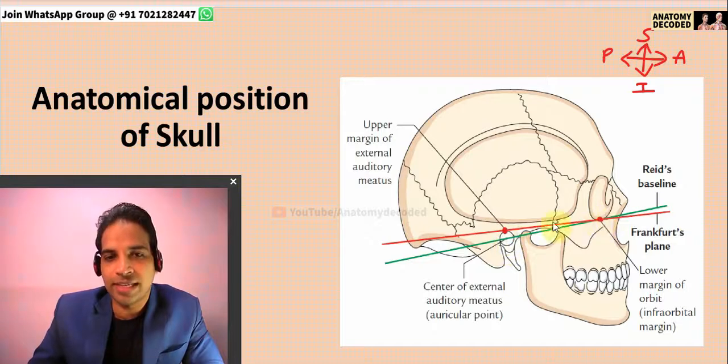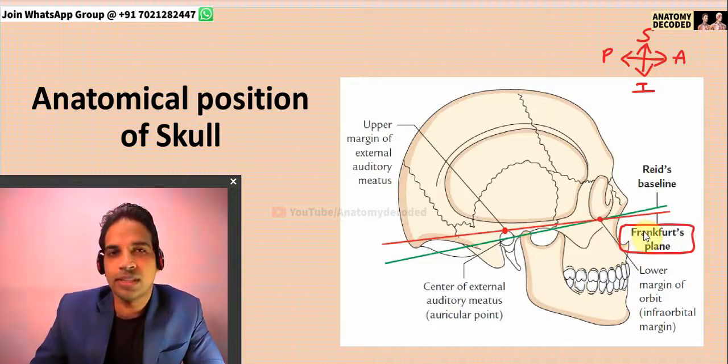So if we draw an imaginary line joining these 2 points, the inferior margin of the orbit and the superior margin of the external acoustic meatus, this line is referred to as Frankfurt's plane. So while holding the skull in anatomical position, it has to be held in such a way that these 2 points lie in one horizontal plane.